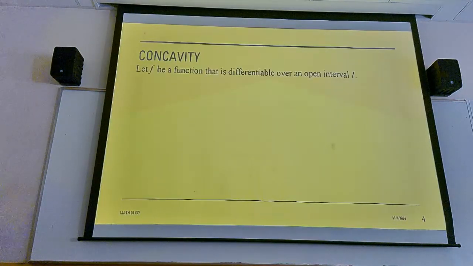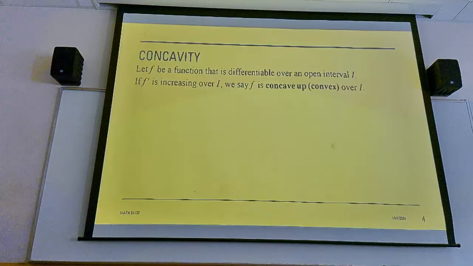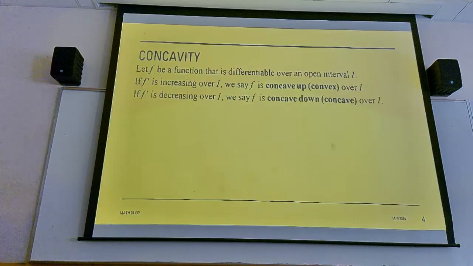Concavity: we're going to have a function that is differentiable over an open interval I. If f prime is increasing, we say that f is concave up or convex. If f prime is decreasing, we say that f is concave down, or just simply concave, over I.